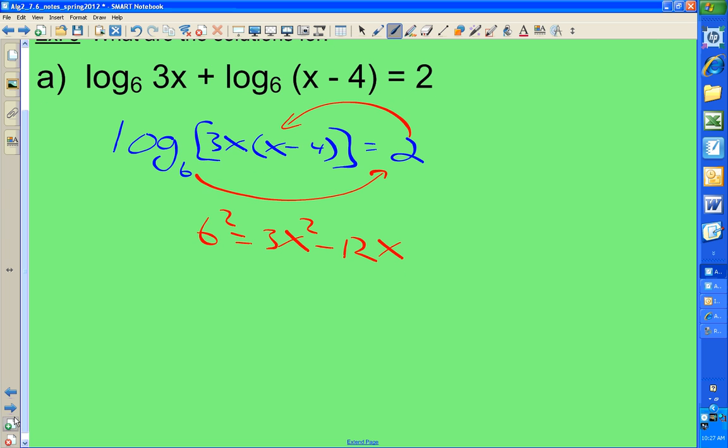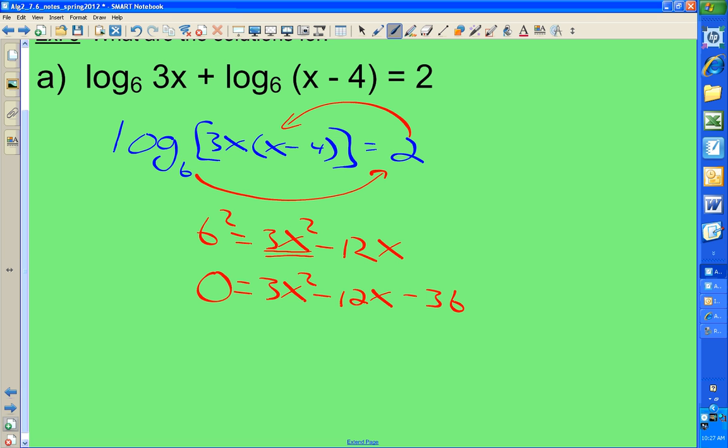36. Do I bring everybody left or bring everybody to the right? Do I want to be on the 0 on the left, 0 on the right? How do you know? The x squared needs to be positive, and it already is right here. So we want to have 0 on the left, 3x squared minus 12x minus 36. What do we do now? Your favorite F word.